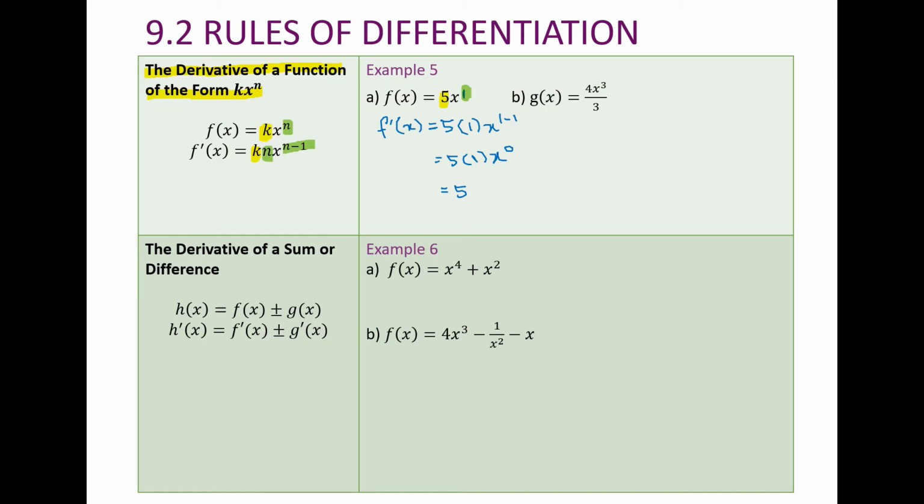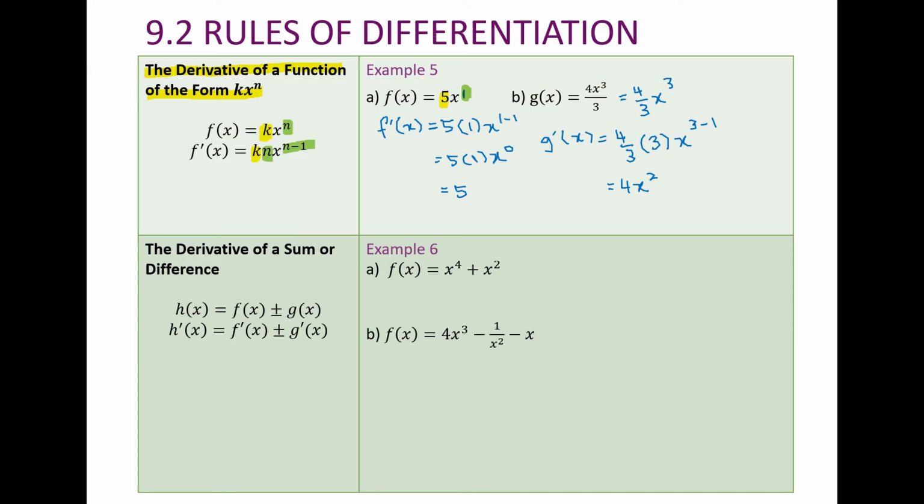For question B, we can rewrite g(x) as 4 over 3 x cubed. Therefore, g'(x) is equal to 4 over 3. Now bring power to the front. And now x is to the power of 3 minus 1. Hence, the final answer is 4x squared.